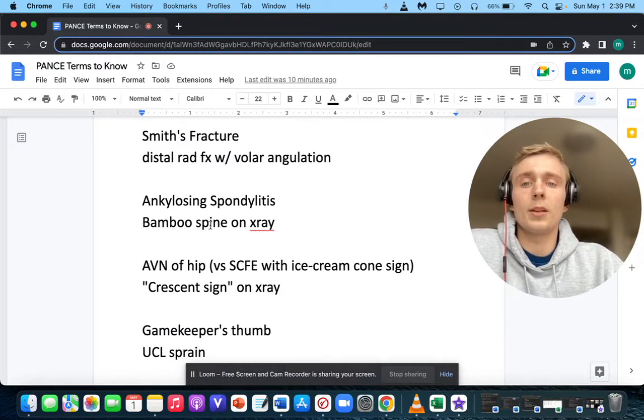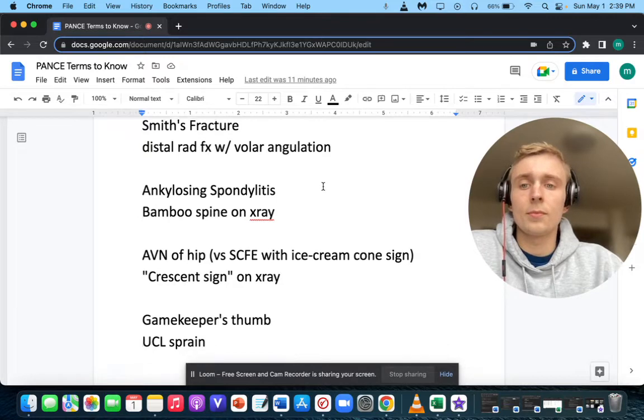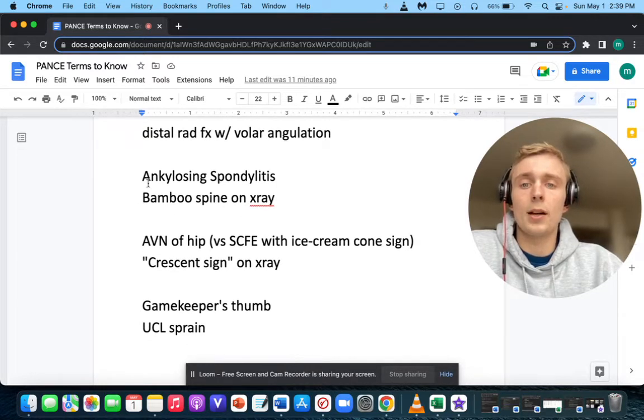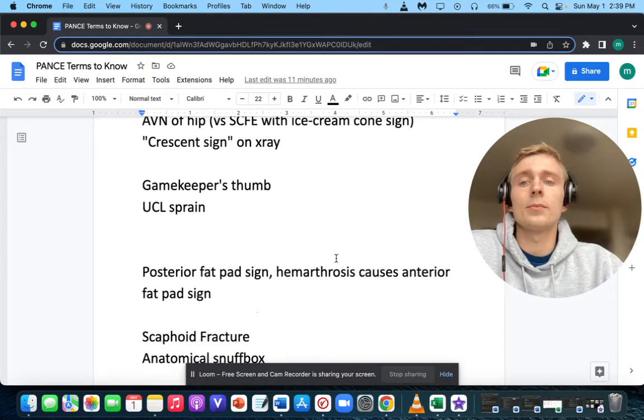What does it make you think of if there's a bamboo spine on x-ray? So young male, bamboo spine on x-ray, difficulty breathing as well. You want to think of ankylosing spondylitis. So that's one of your seronegative spondyloarthropathies: psoriatic arthritis, ankylosing spondylitis, enteropathic arthritis, and reactive arthritis.